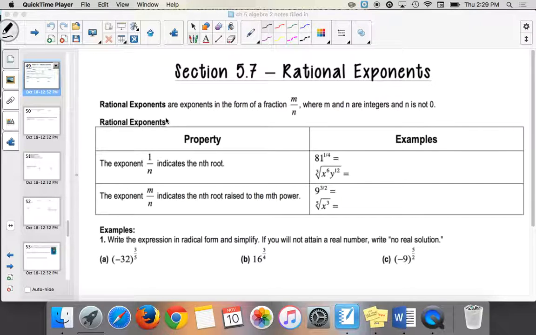5.7 is on rational exponents. So we have a couple examples. It says the exponent 1 over n indicates the nth root. Do you guys remember when I taught you how to put in the cube root on your calculator? You could hit math and then use the cube root button.